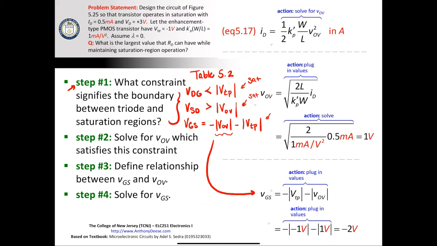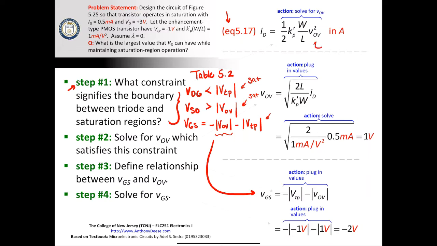Next, we want to solve for the overdrive voltage, which satisfies this constraint right here. We know that we're going to have to use this type of equation. We know that we're in the saturation region, so ID will be equal to 1/2 Kp prime times the aspect ratio times VOV squared.